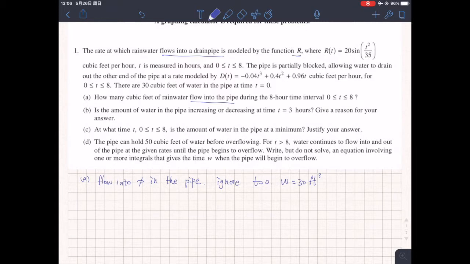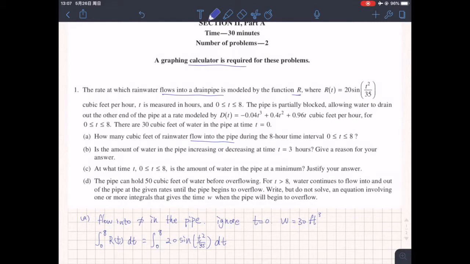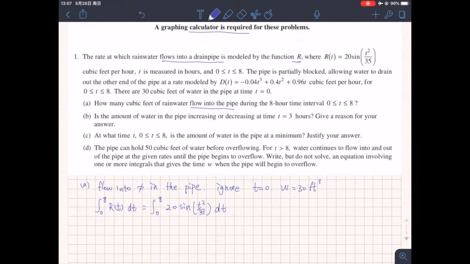At this point, we already know the rate at which rainwater flows into a drain pipe. So we use an integral to calculate the amount of rainwater flowing into the pipe during the interval 0 to 8. So we start an integral from 0 to 8 of r(t) dt, and we write out the function to get some points during the AP test. Then, because this is a graphing calculator required problem, it is very easy for us to integrate it. We just type the function into the calculator.